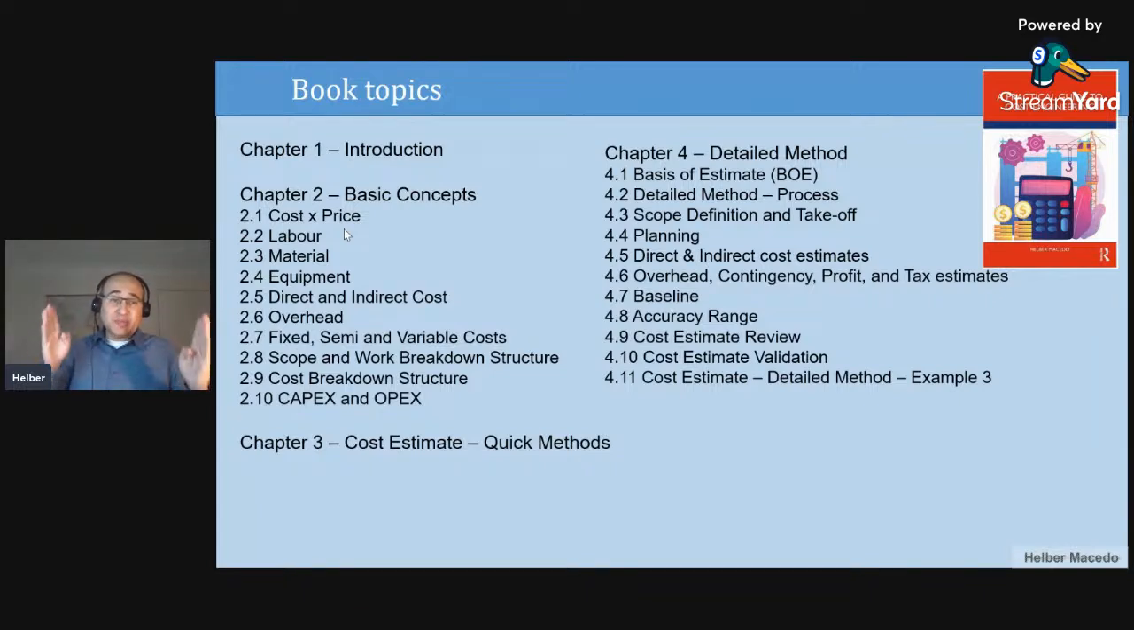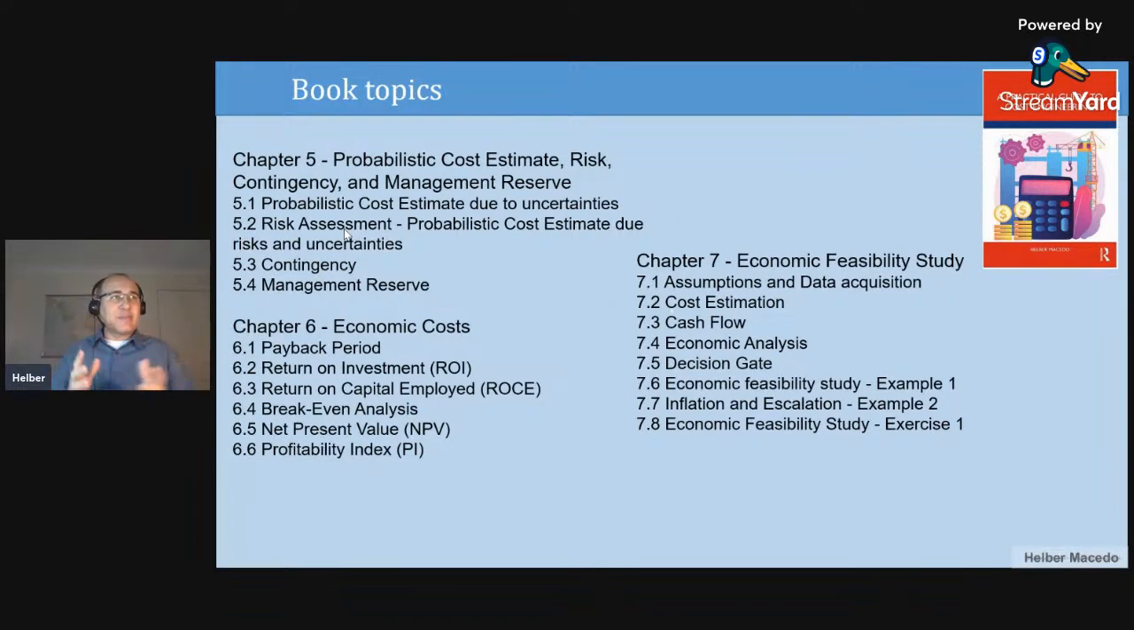Then I will explain what is the accuracy range, what can affect the accuracy range, and the important steps about the cost review and cost estimate validation. Finally, in this chapter, you have an example of one bottom up, one detailed estimate. The next part of the book, to finalize this section of cost estimation, is the last topic of this live as well.